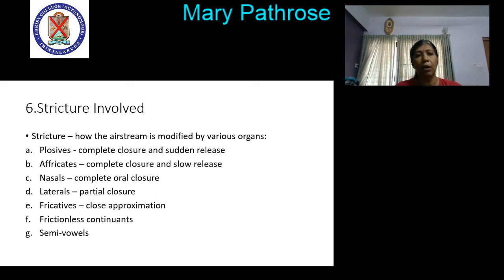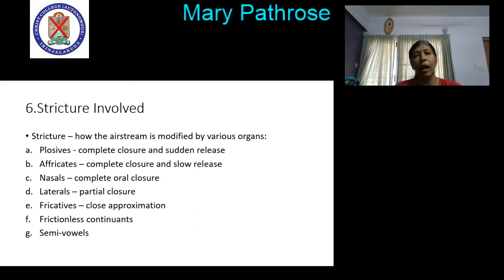Now, based on the stricture involved, we have different types of consonants. We can classify consonants into various types based on the stricture involved. They include plosives, affricates, nasals, laterals, fricatives, frictionless continuants, and semivowels.